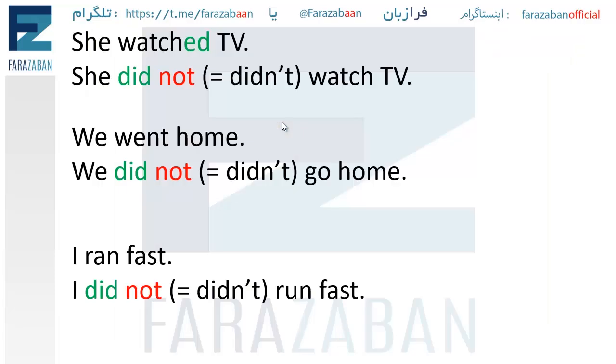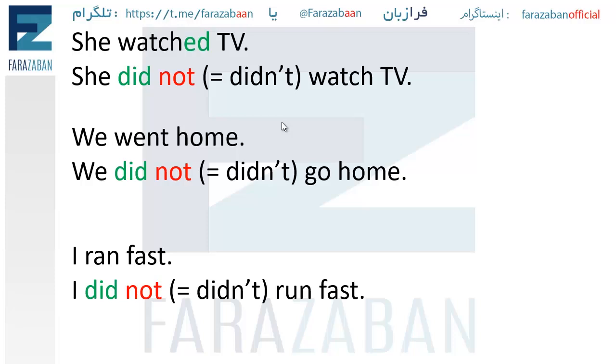Now let's go to the past simple tense. بریم سراغ زمان گذشته ساده که میخوایم یاد بگیریم. یه مثال با فعل با قاعده بزنیم. She watched TV. We want to make it negative. Look what happens. She did not or didn't watch TV.